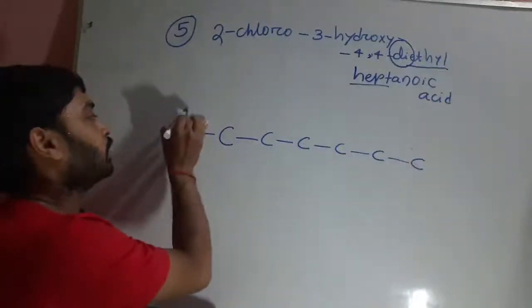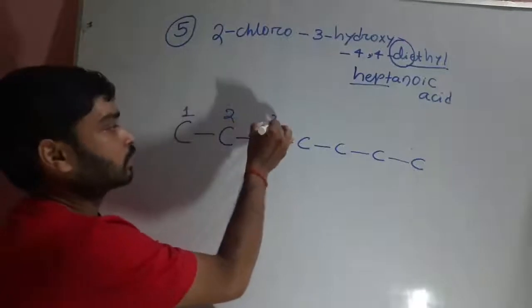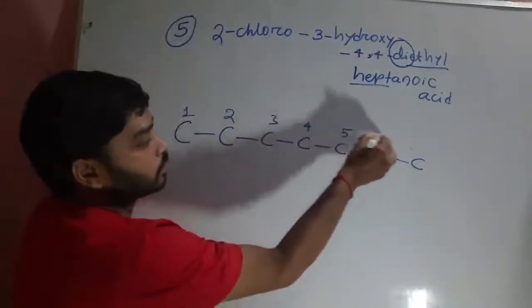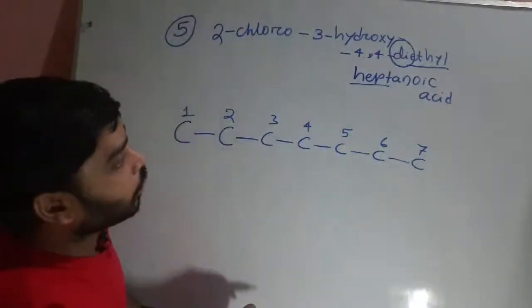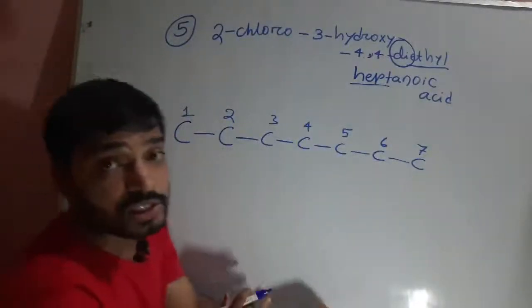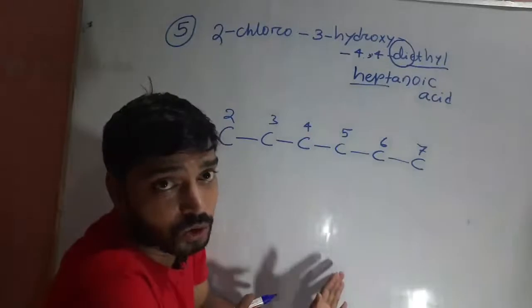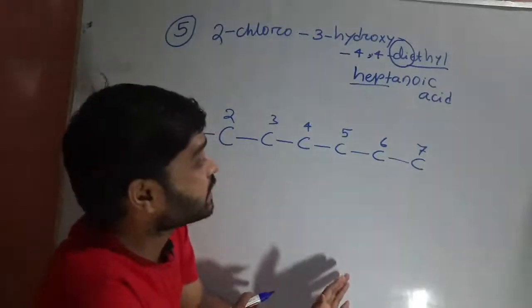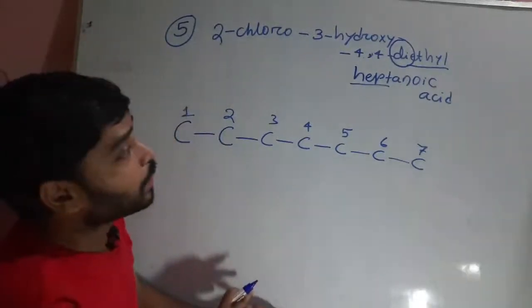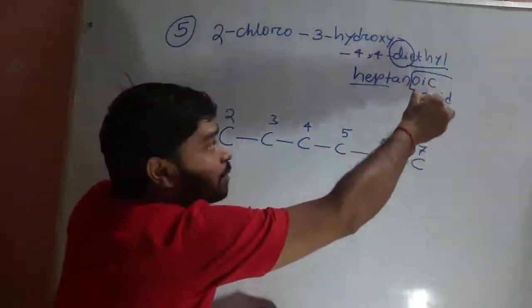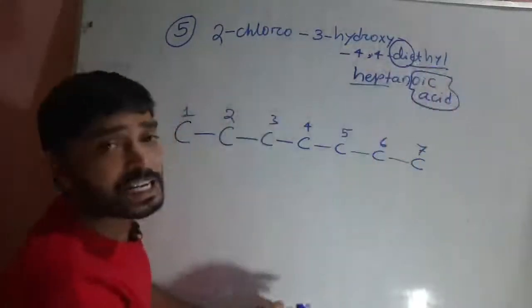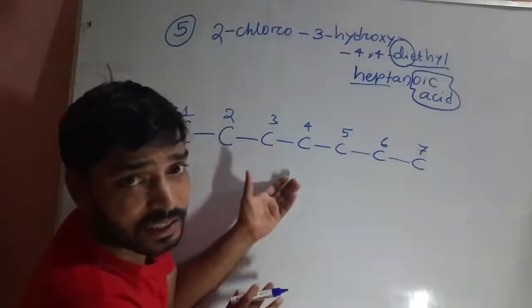So I am numbering the carbon chain. Now we should decide the functional group. In this case, the main functional group is carboxylic acid. Why is it the main functional group? Because it is present in the parent chain.